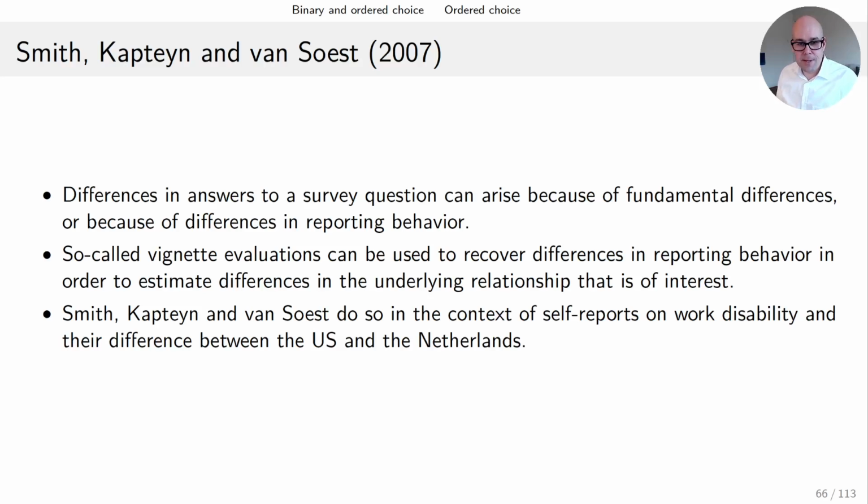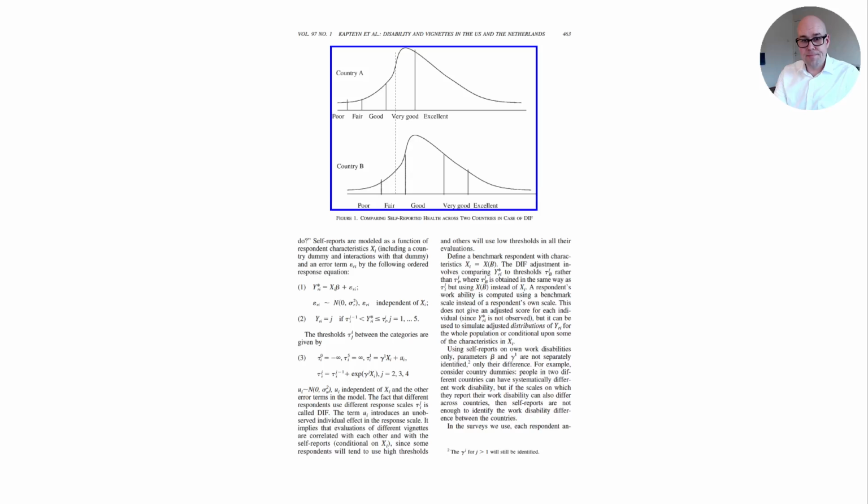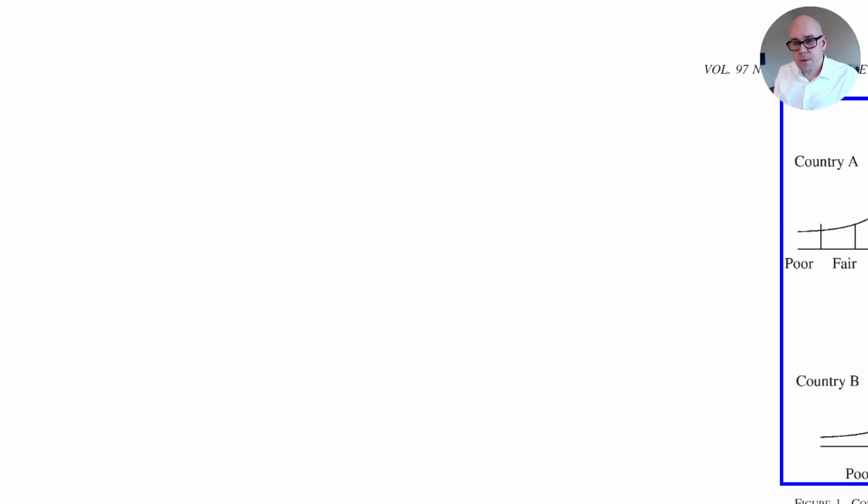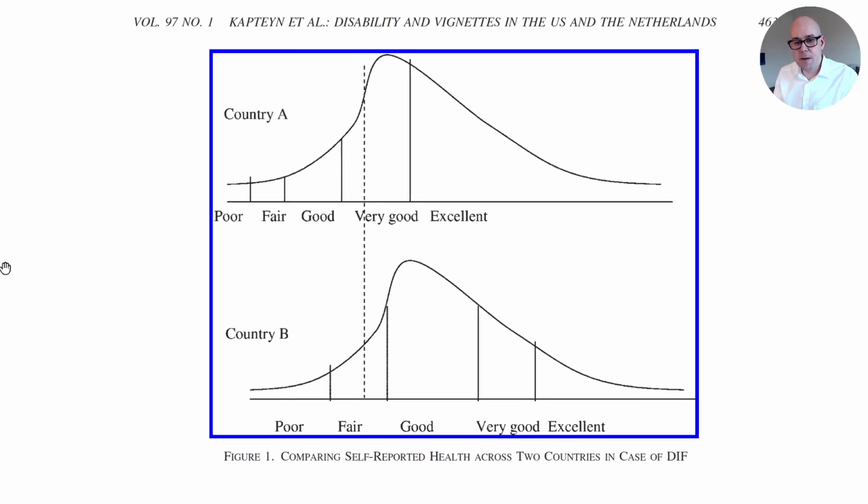What they do is they do this in the context of self-reports on work disability, focusing on the question, what is the difference between the US and the Netherlands? So a nice figure that they have in the paper is figure 1. Here they talk in this example simply about health reports, self-reported health. So you can report your health to be poor, fair, good, very good, or excellent. There's an underlying distribution of latent health that is then translated into reports.